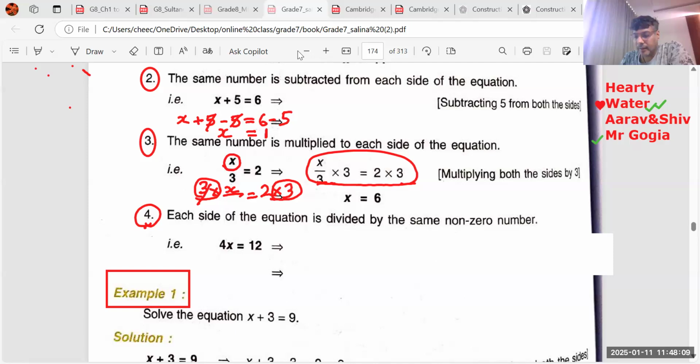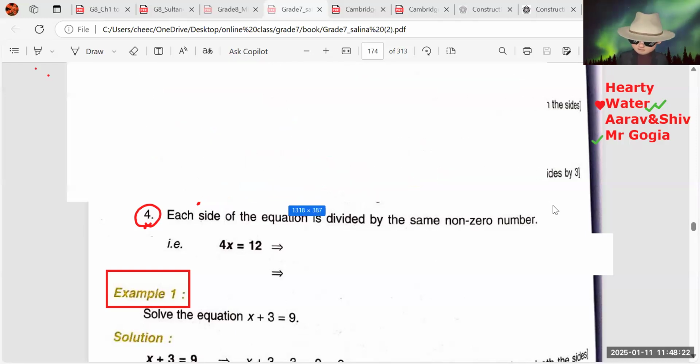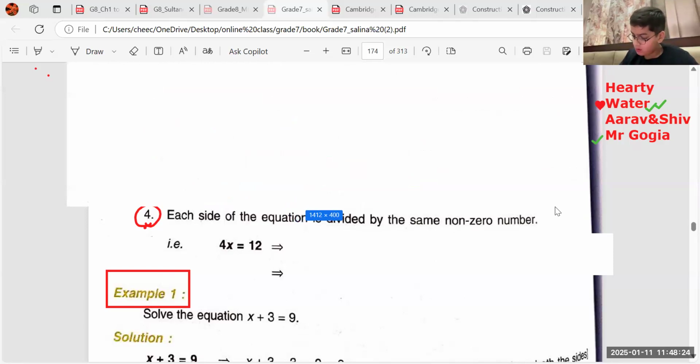Yes, Riddhe, send your answer. Yes, sir. I'm sending the screenshot. I will send all the answers in the chat also. And Arav, your example one is pending.